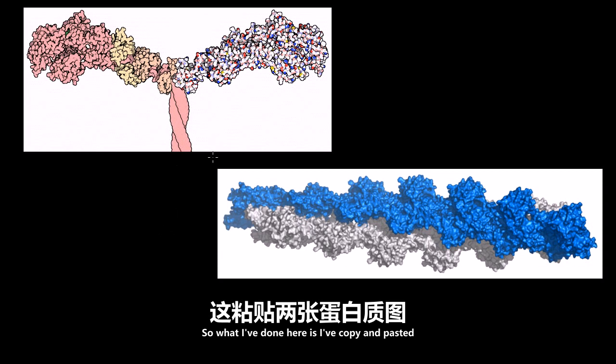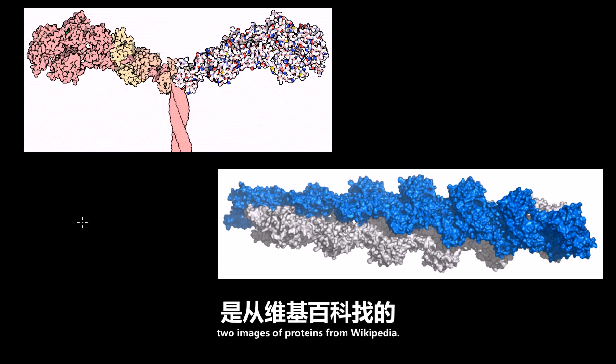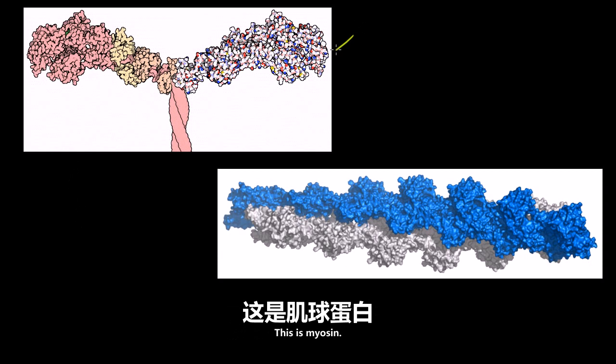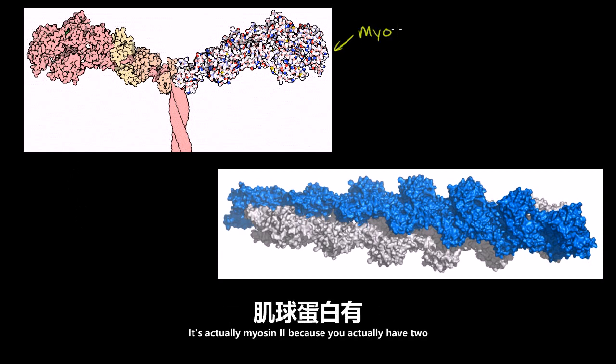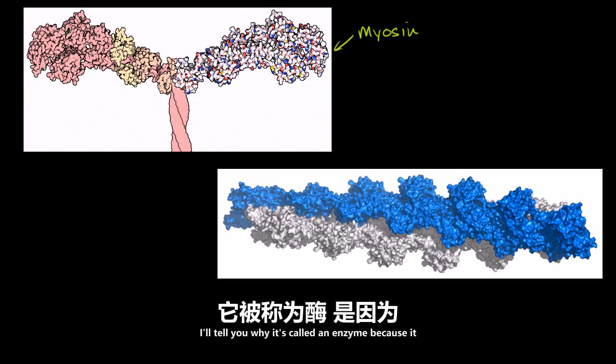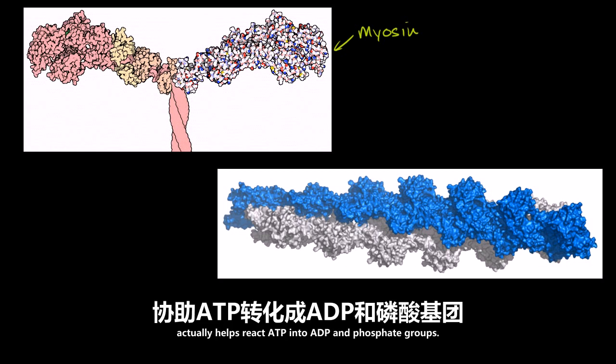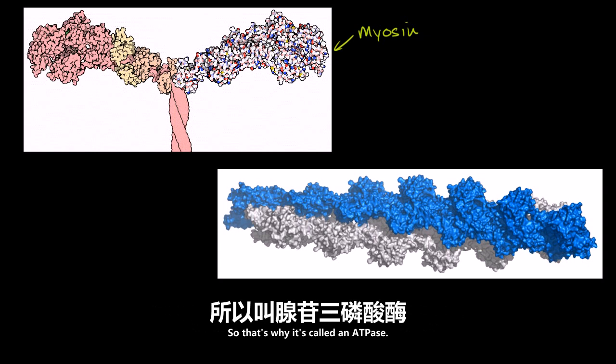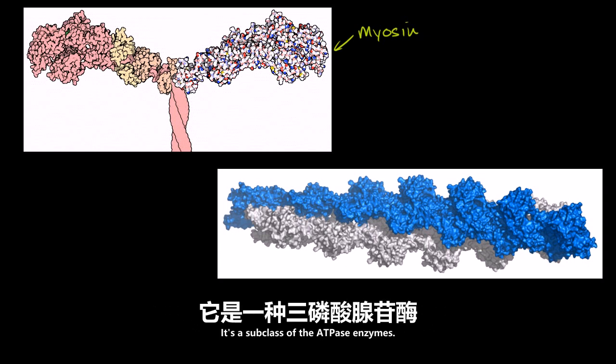So what I've done here is I've copy and pasted two images of proteins from Wikipedia. This is myosin. It's actually myosin 2 because you have two strands of the myosin protein. They're interwound around each other. So you can see it's this very complex looking protein or enzyme, however you want to talk about it. And I'll tell you why it's called an enzyme, because it actually helps react ATP into ADP and phosphate groups. So that's why it's called an ATPase, or a subclass of the ATPase enzymes.